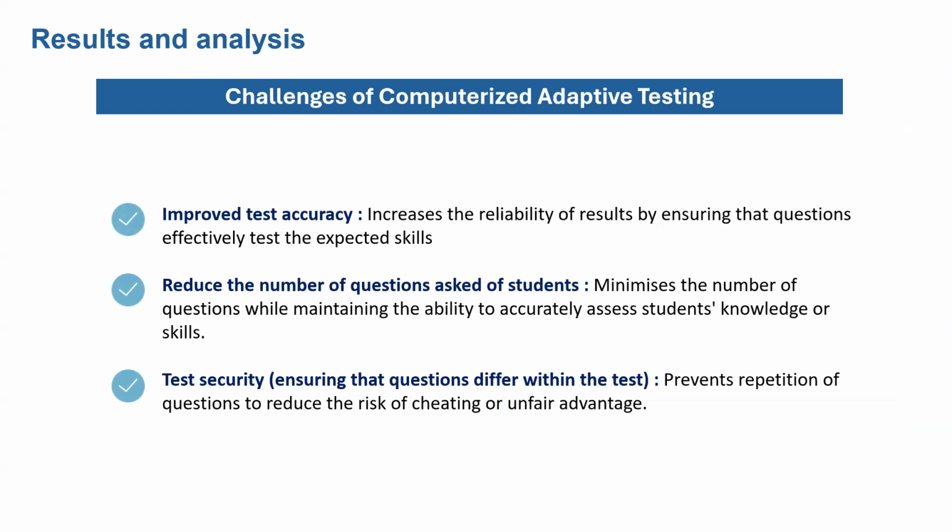Challenges of computerized adaptive testing. From all the articles reviewed, we can conclude that research on computerized adaptive testing aims to achieve three main objectives: to maximize the precision of assessment by improving the accuracy of assessment, to improve the diversity of questions asked, and to ensure the security of tests by reducing the number of questions presented to the learner.